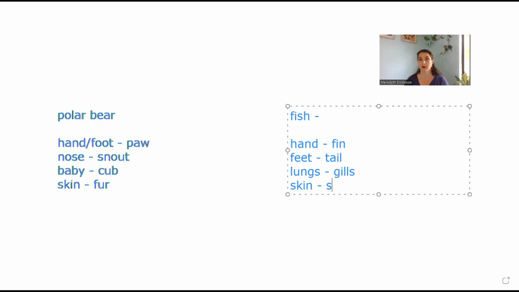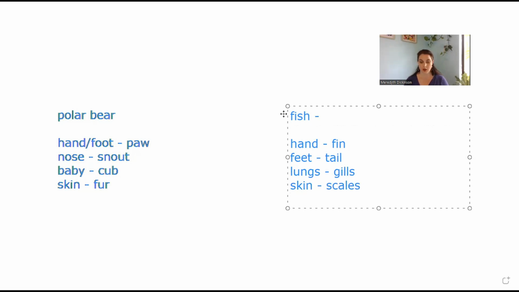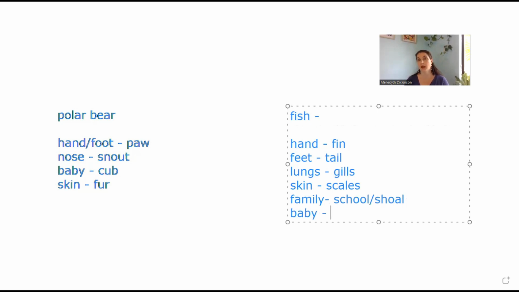Skin would be scales. A family would be a school or a shoal. A baby would be a roe, if I understand correctly. Okay, so now it's your turn to have a think.